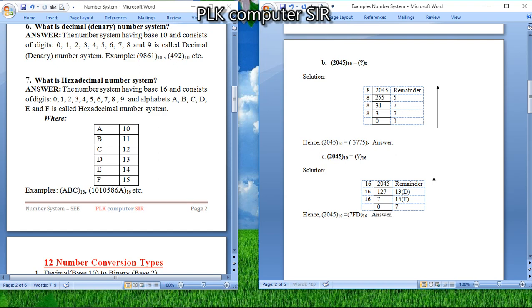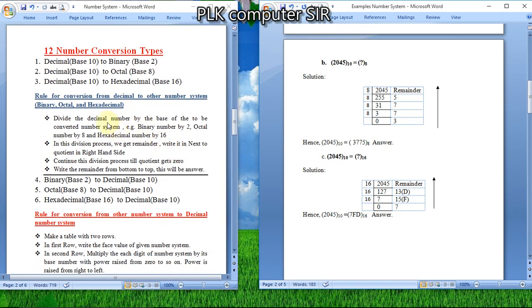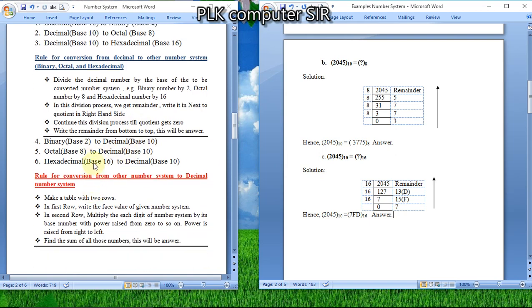Okay, so it is the answer. I hope you understood how to convert from decimal to any other system like binary, octal and hexadecimal by this rule. Now what I am going to teach you is from other number systems, it means from binary to decimal, octal to decimal, hexadecimal to decimal, how to convert. Remember the base also: binary base 2, octal 8, hexadecimal base 16, decimal base 10.